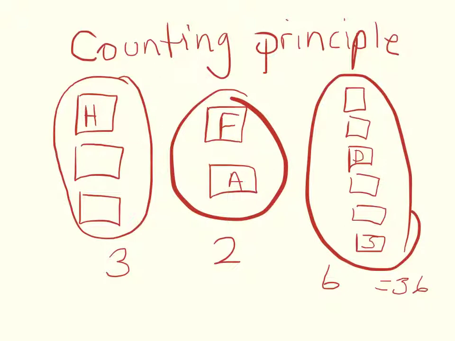Now, again, what's the difference between using a permutation and a counting principle? Counting principle is when you have groups and you have to take one choice out of each group. Permutation is where you have a bunch of things and you're going to line them up in order. Right, let's go back to permutations now.